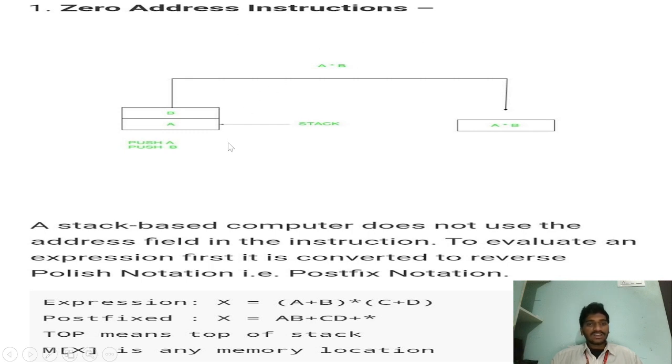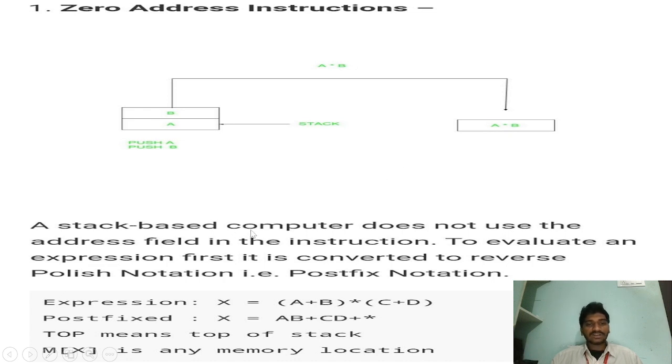In the stack there are two operands, A and B. First we have to push A, then the top of the stack will be A. Next push B, then the top of the stack will be B. Next, if we do an operation like multiply, then the top of the stack will be the result of the operation.